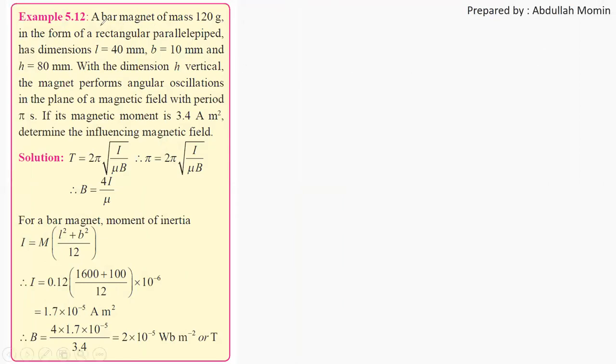Next numerical is example 5.12. A bar magnet of mass 120 gram is in the form of a rectangular parallelepiped with dimensions length 40 millimeter, breadth 10 millimeter, and height 680 millimeter. With the dimension h vertical, the magnet performs angular oscillation in the plane of a magnetic field with period pi second. If its magnetic moment is 3.4 ampere meter square, determine the influencing magnetic field. Means we are supposed to find out B.